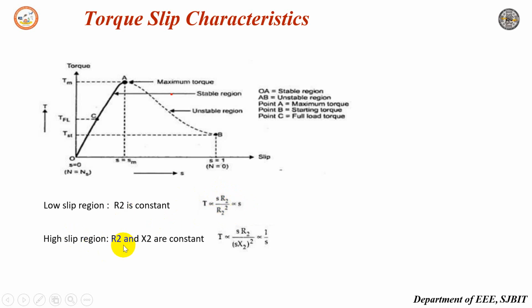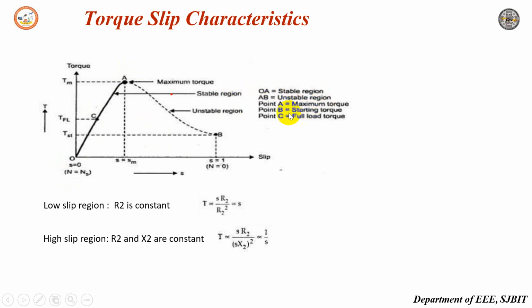Hence in the low slip region, torque is directly proportional to slip. If you observe, this is the x-axis and this is the torque y-axis. Since torque is directly proportional to S under low slip, torque increases as the slip increases from 0 towards 1. Hence the graph is a straight line as you see here, and that is the stable region. As you observe, OA is the stable region.